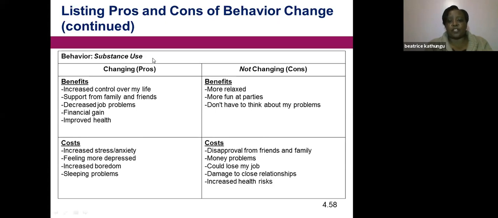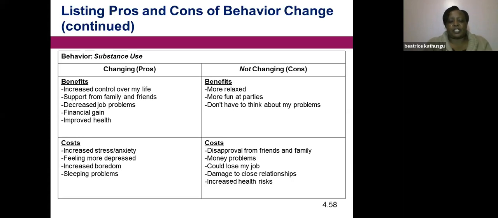So on one side of this sheet, which we actually give to the client and we work with them, we ask them to put on one side. On the left hand side, we have got the changing. On the second or the right column, we have got not changing. So the balance is between changing and not changing. And what are we changing or not changing? The behavior, which is substance use.